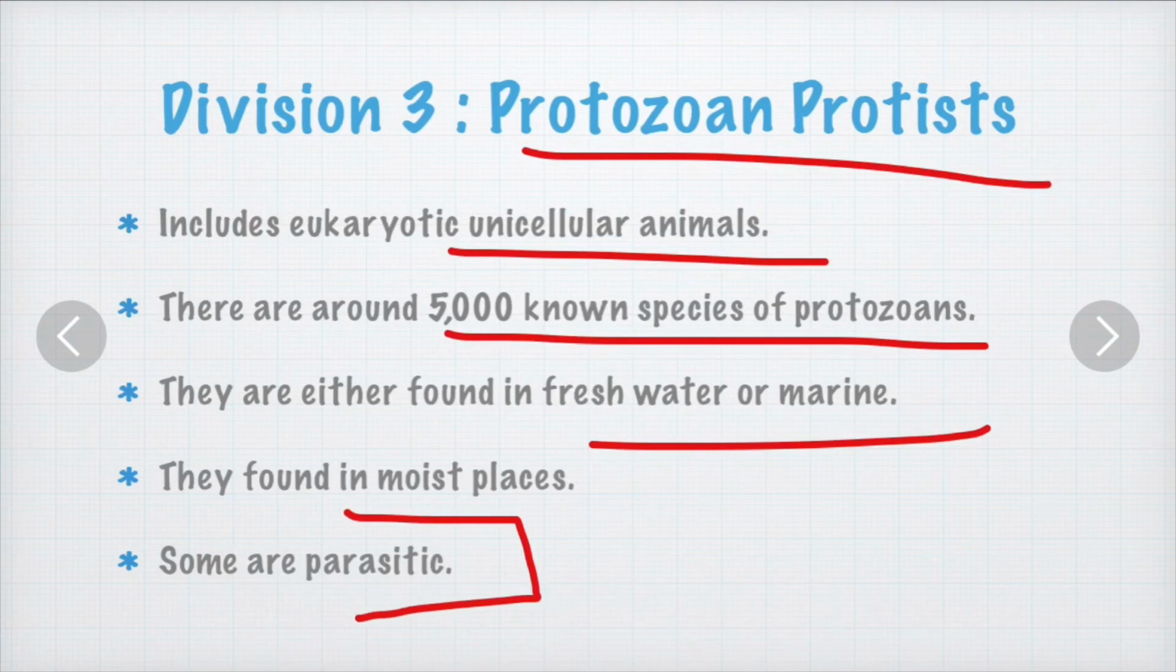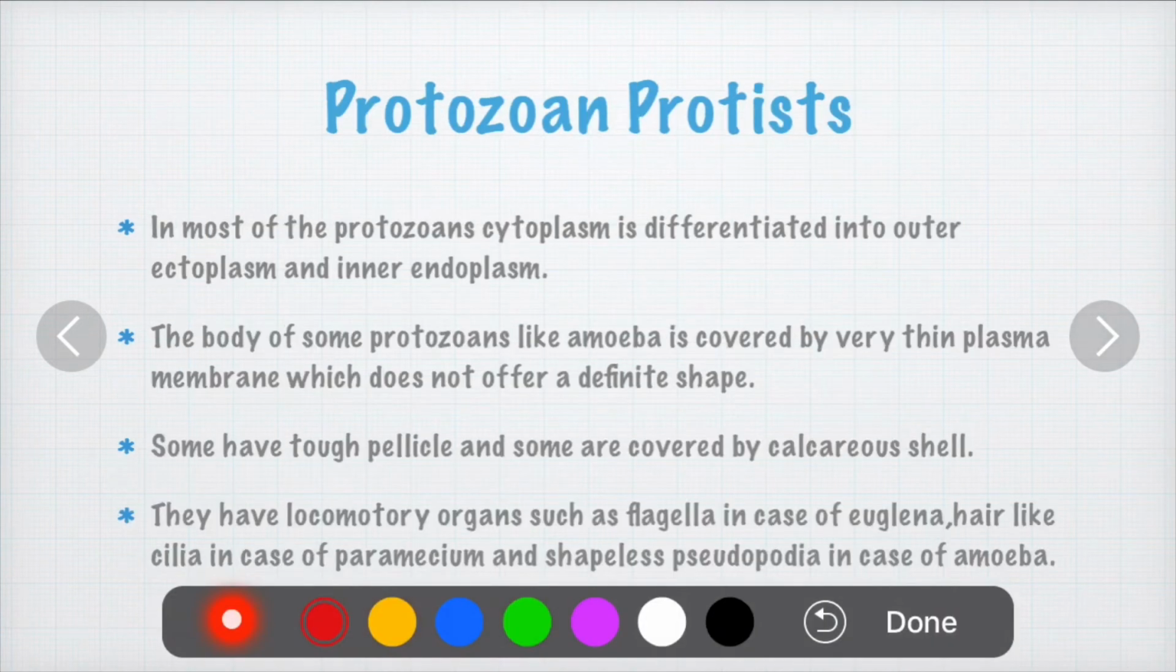Some are parasitic and cause diseases to other plants or hosts. In most protozoans, the cytoplasm is differentiated into outer ectoplasm and inner endoplasm. These are the two parts of the cytoplasm of protozoans.